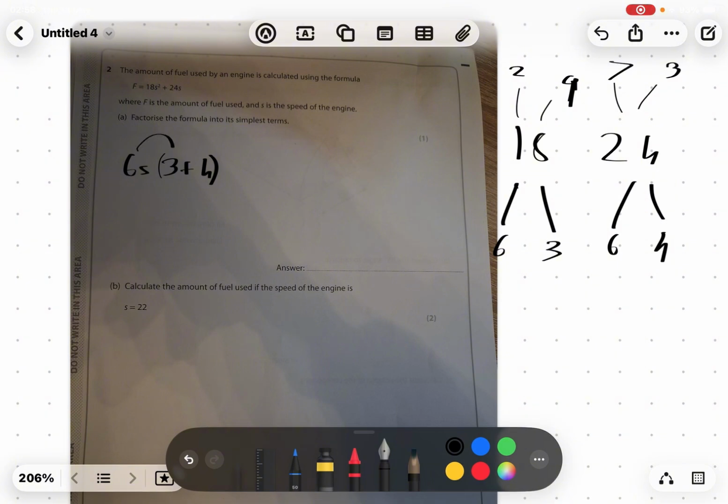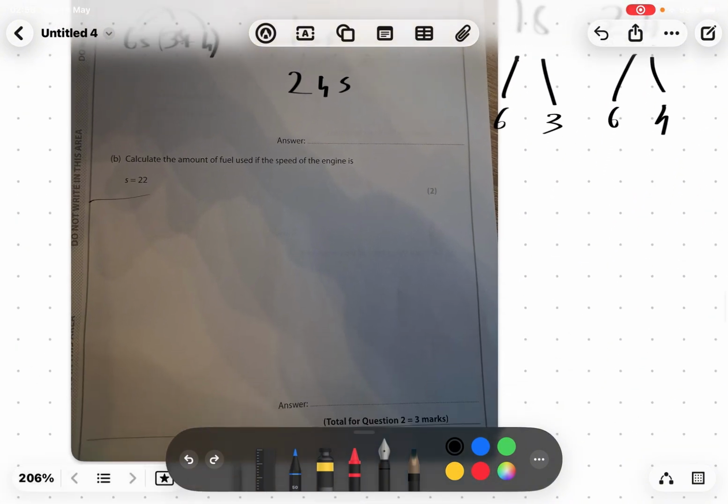6 times 3, 18c squared, because 3c, by the way. Yes, 3c. After that, 6 times 4, 24c, and then that forms this. So yeah, this would be the answer.